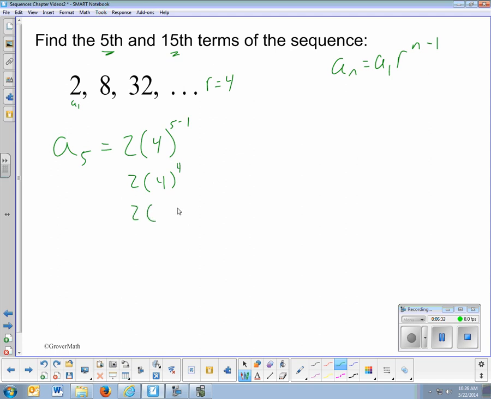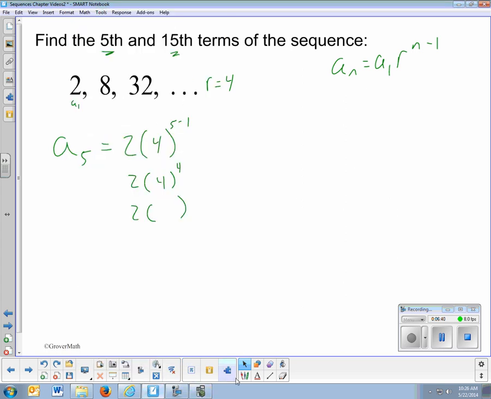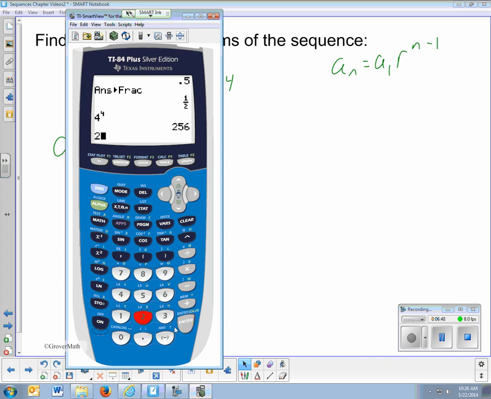And so that's 2 times 4 raised to the 4th. 2 times, well, what's 4 to the 4th? Well, if you're not sure, what do you do? You type it in. 4 raised to the 4th power is 256, and then finally I'm going to multiply that by 2. 256 times 2 is 512.